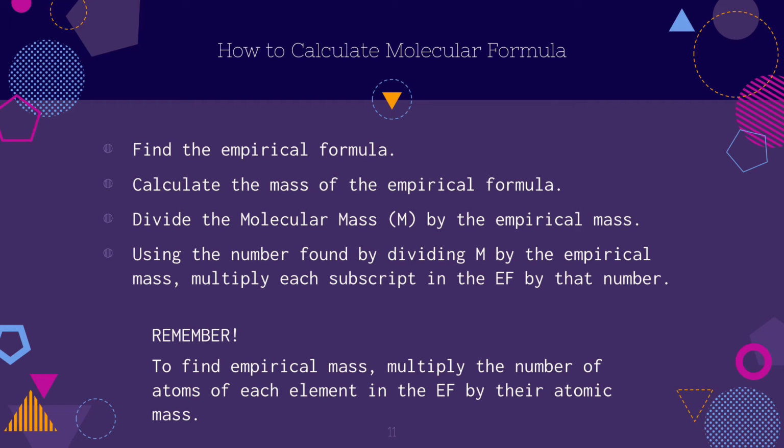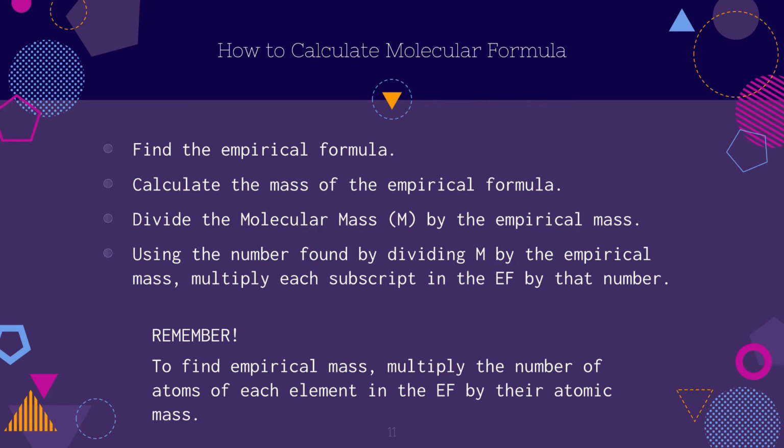So, to calculate molecular formula, first you must find the empirical formula. Then you need to calculate the mass of the empirical formula. Using the molecular mass, divide the molecular mass by the empirical mass. You will get a number. That number will be used to multiply each subscript in the empirical formula.